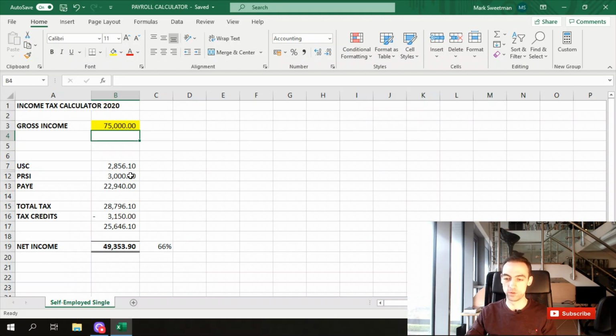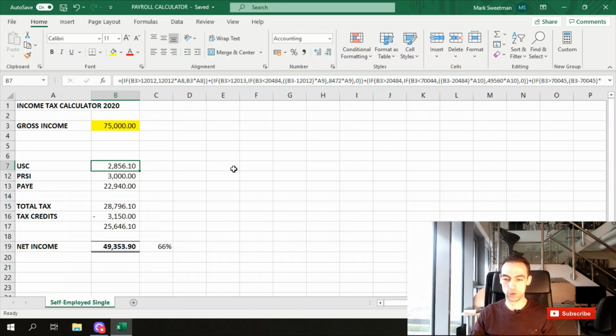Let's say you made 75,000, and it'll spit out what your USC figure is. So this is quite a complex calculation because it's tiered into four levels. So if you make 12,000, that's 1%. The next 8,000 is 2%. The next blah blah blah. You don't need to know. You just need to know the end figure, right? So that'll calculate your USC.